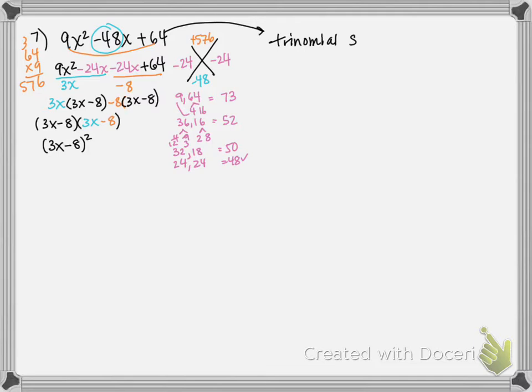So trinomial squares have a pattern that if you recognize it's a trinomial square, and that's kind of tricky to do, notice, where do you think 3x came from, and where do you think 8 came from? I want you to think about that, and we'll talk about it more in class.